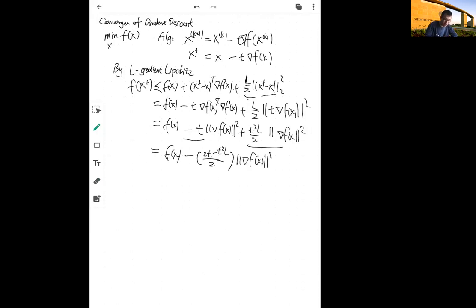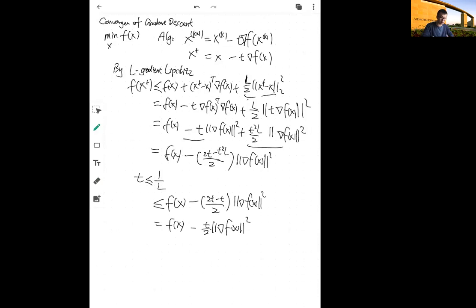So now it is clear why, in the assumption of that theorem, we want t to be smaller than 1 over L. Because if we do that, then we can replace one of the t's in this t squared with 1 over L. That cancels out with this L. So if we continue with the derivation, we get f of x minus half t gradient of f at x squared. So this gives us a descent lemma, right?